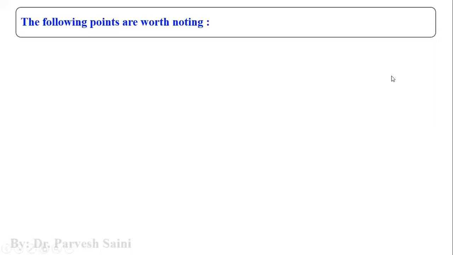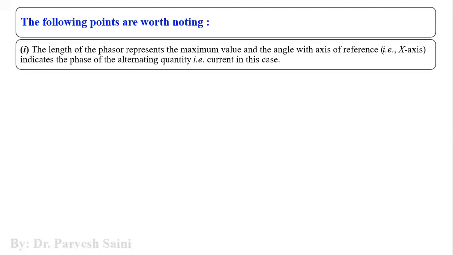So from the discussion till now related to phasor, we can note down the following points which are important as far as your phasors are concerned. The first point is that the length of the phasor represents the maximum value, and the angle with axis of reference represents the phase, or indicates the phase of the alternating quantity, right? Like, what does it mean? It means that if you have a phasor, like this is the reference line, this is the x-axis, okay, this is the reference line.